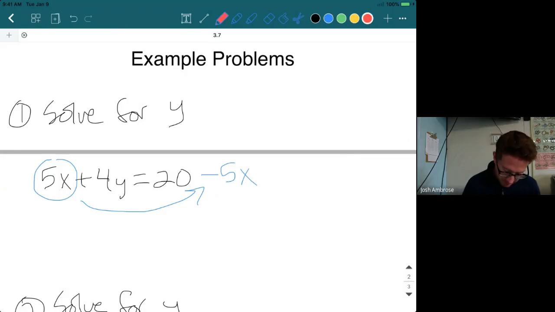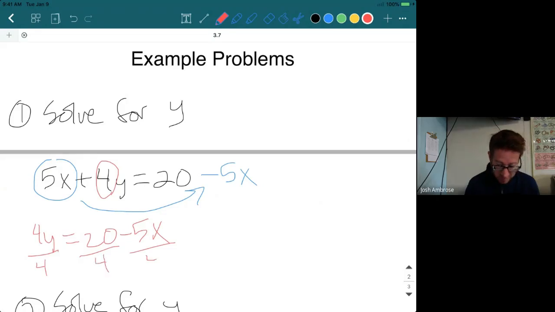Then you see we have a coefficient right there in front of the y. So let's rewrite what we have now. We now have 4y equals 20 minus 5x, but we have to get rid of that 4. To get rid of it, every single term in this expression must now be divided by 4. So this will cross out. Notice we now have isolated the y value, but we need to simplify the other two terms.